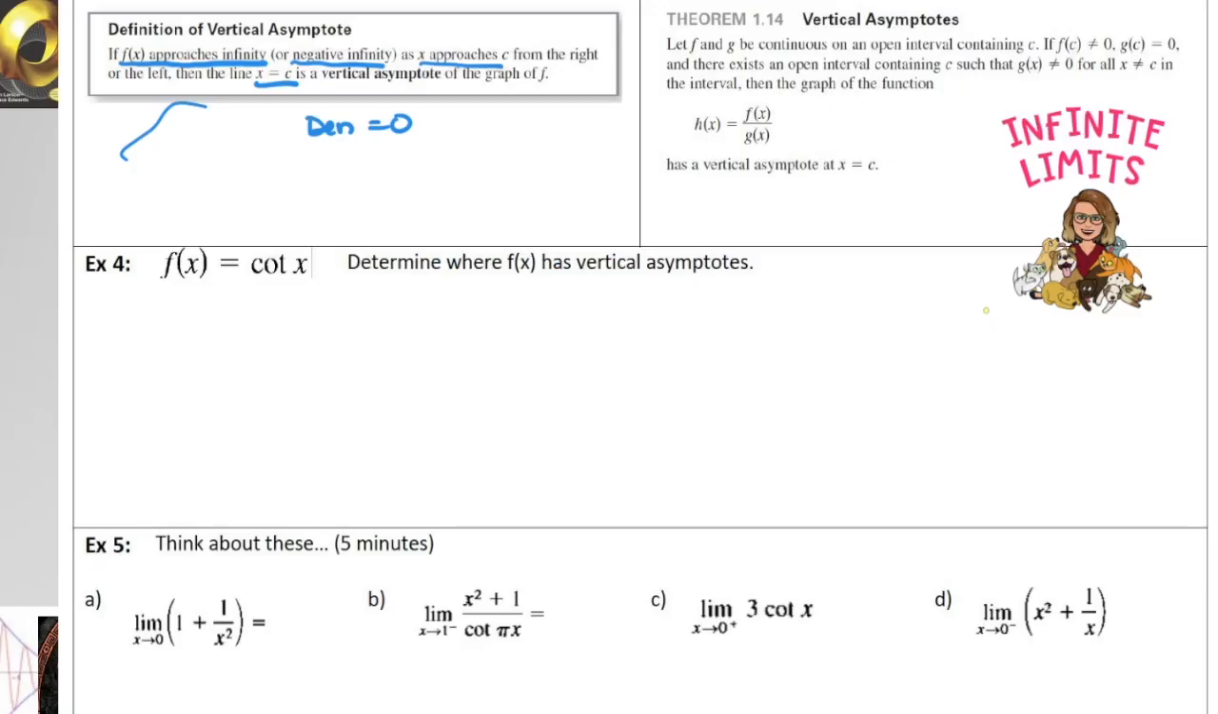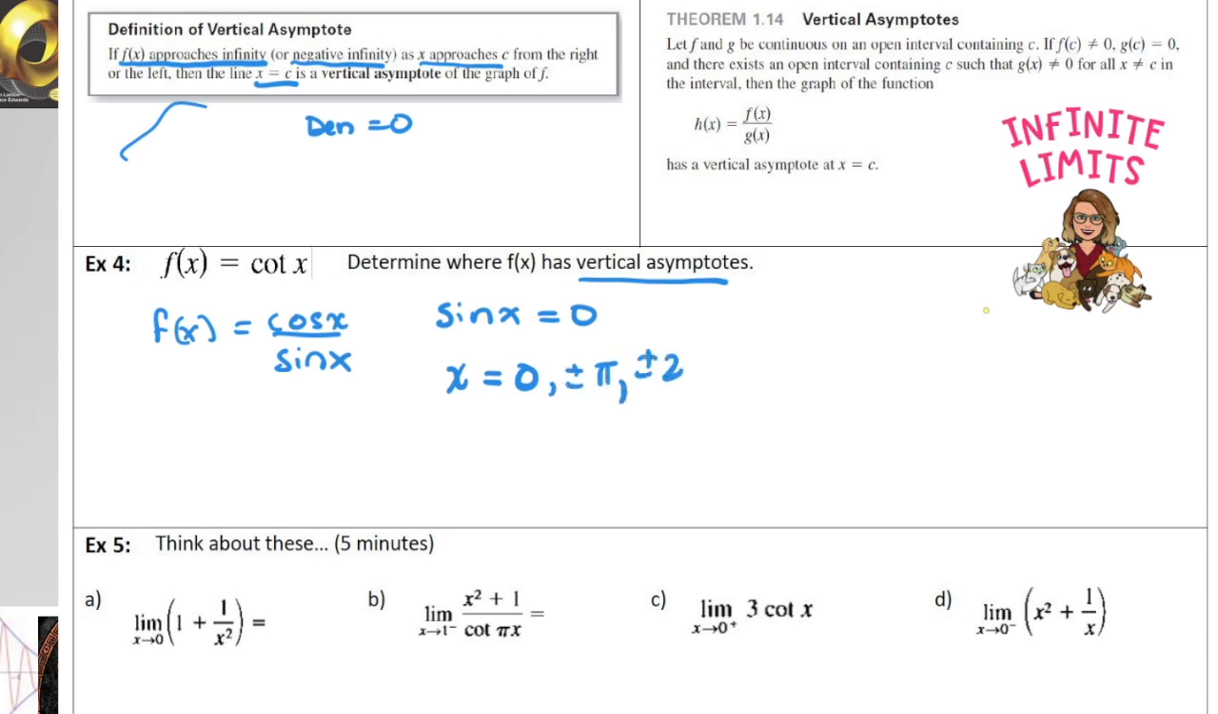For example 4, we bring our trig functions back into play, and we want to determine where f of x has a vertical asymptote. In order to figure that out, let's rewrite the cotangent of x as the cosine of x divided by the sine of x. So when we look at f of x now, we know that vertical asymptotes are going to occur where the sine of x is equal to 0. And understanding our unit circle trig tells us that x is going to be equal to several values: 0, plus and minus pi, plus and minus 2 pi, and lots more.